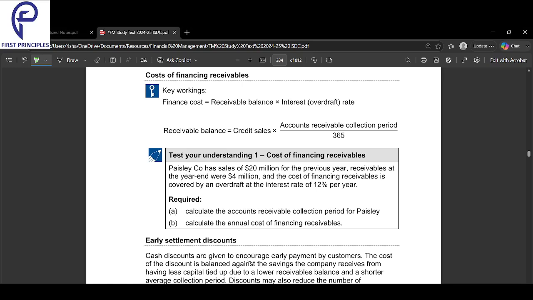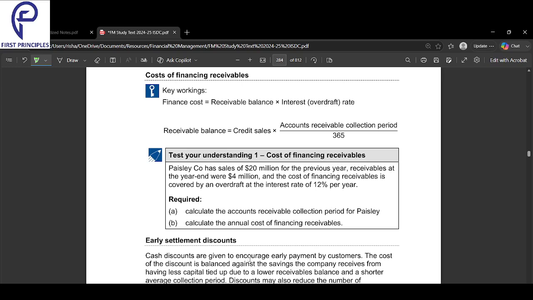Okay, so that is finance cost. What is finance cost? Receivable balance into interest rate. And what is the receivable balance? Again, you just flip the formula. Receivables by credit sales into 365, you used to get the receivable days. So now you just flip that formula, and you will get the receivables.